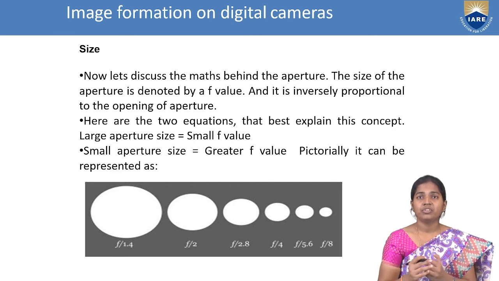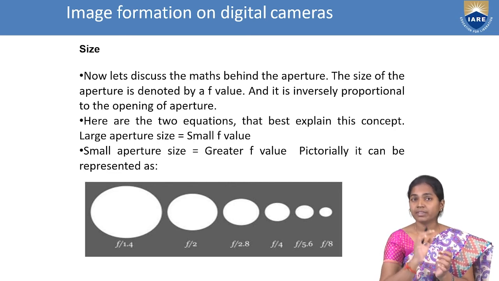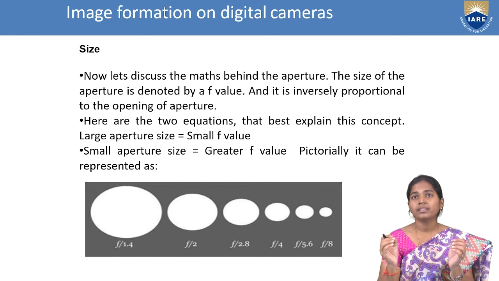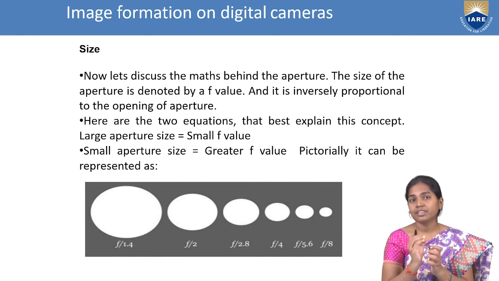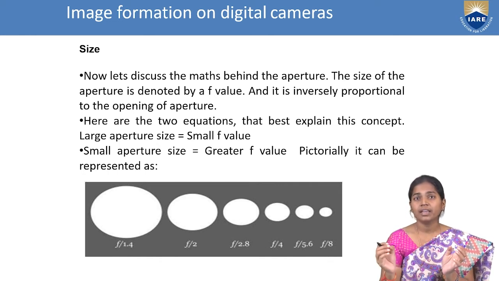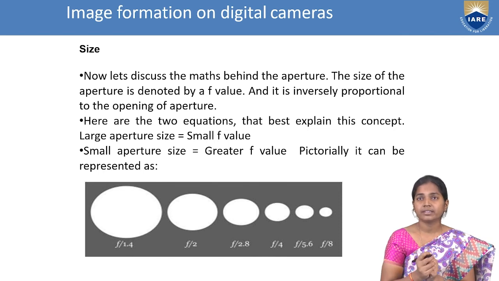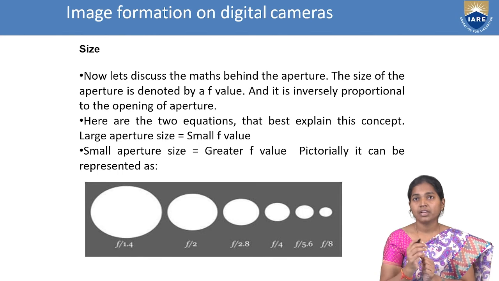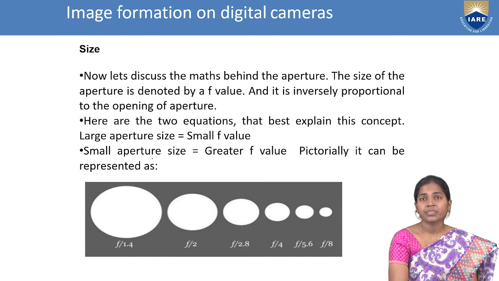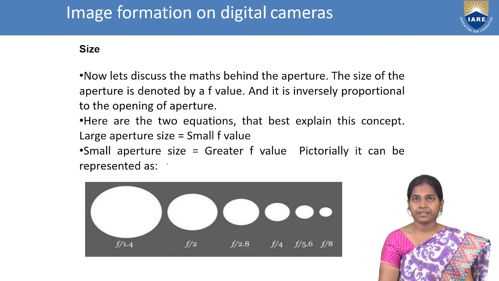So for aperture and focus, if the camera front end is maximally opened, then focus is reduced. If it is only slightly opened, focus is increased. So this is how the size of the aperture and focus are related. Focus is increased means aperture size is decreased. Focus is decreased means aperture size is increased.